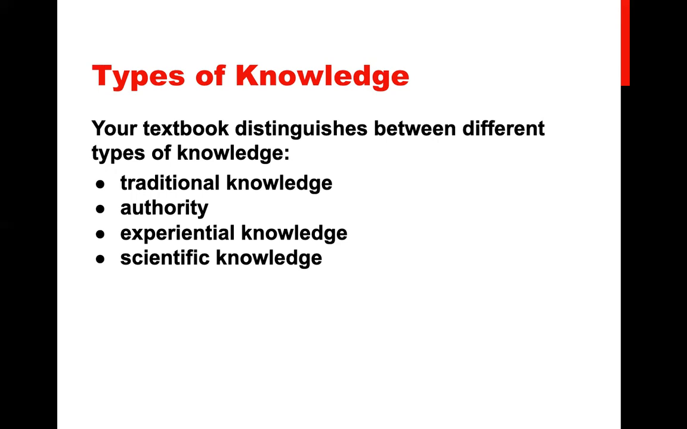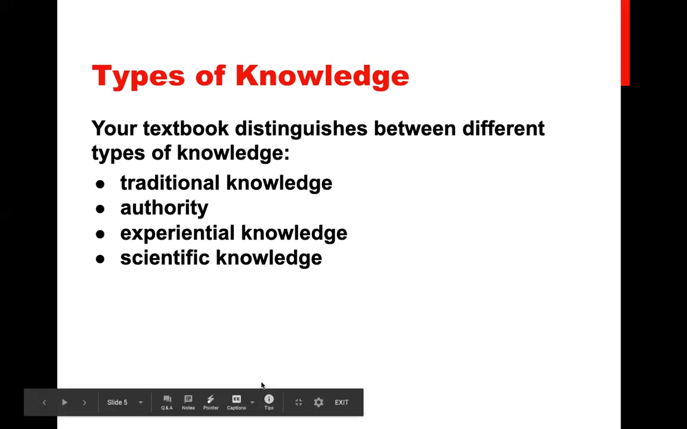The knowledge that best corresponds with our thought exercise is experiential knowledge. And this is the knowledge you gain through your own personal experience and observation. And this becomes a very common way of knowing things, especially once you reach adulthood. And then finally, there's scientific knowledge. This is the knowledge that comes from scientific study and research.